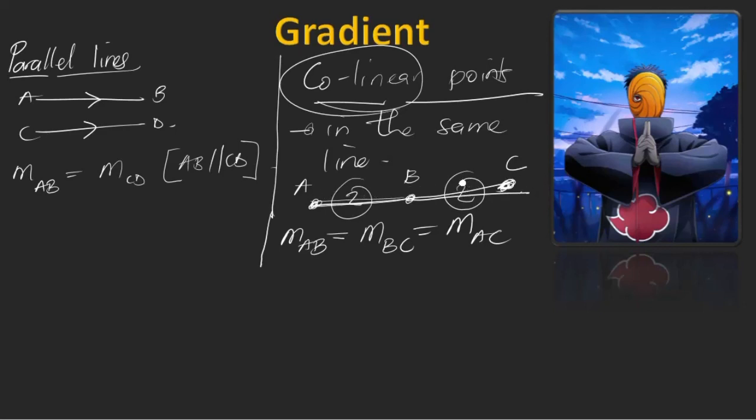So the slope of the line, how inclined or how gentle or how steep that line is, it's the same throughout this whole line. That's what we mean. So if points are collinear, then their gradients are the same.